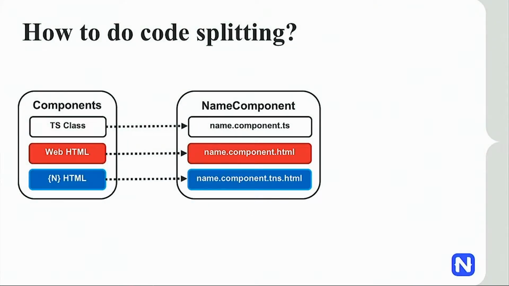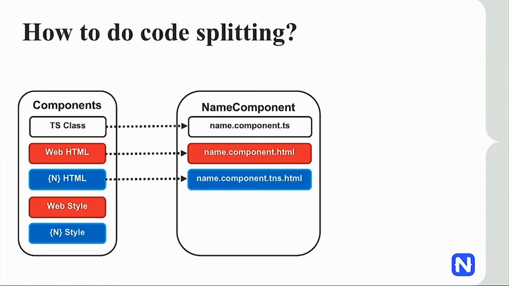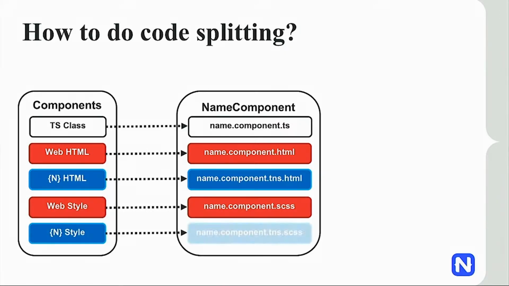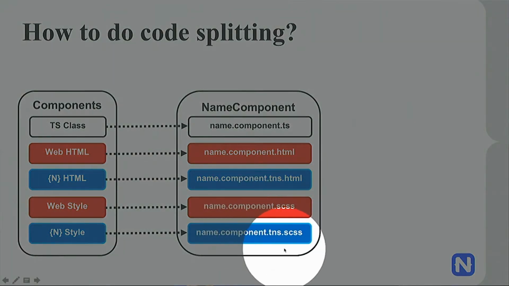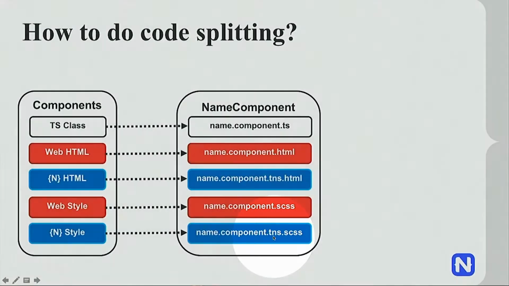And then if you add the prefix, the .tns HTML over here, that basically makes it a NativeScript specific file. And for example, if you want to add style sheets to that, you could basically just do the same thing. You could just add yourself a name.component.tns.scss, and this will be a style sheet specific file for NativeScript.